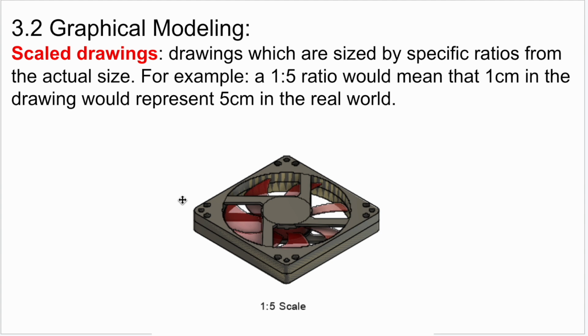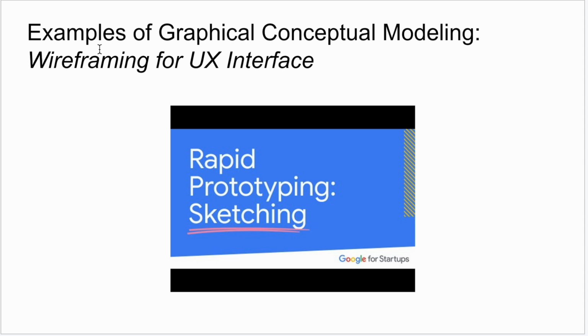Scale drawings are drawings that are sized by specific ratios from the actual size. For example, if I had a 1:5 ratio, that would mean that 1 centimeter in the drawing would represent 5 centimeters in the real world. So this is an example of using graphical conceptual modeling in the real world. It's wireframing for UX interface, and this is from Google, and it's actually really pretty interesting to see how people use graphical models in ways that you might not expect.